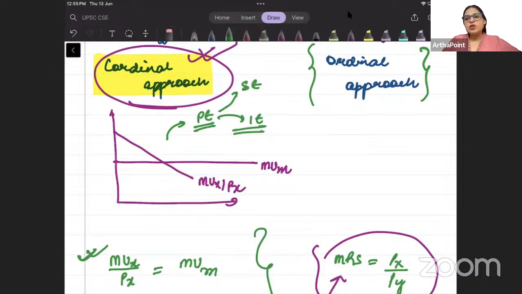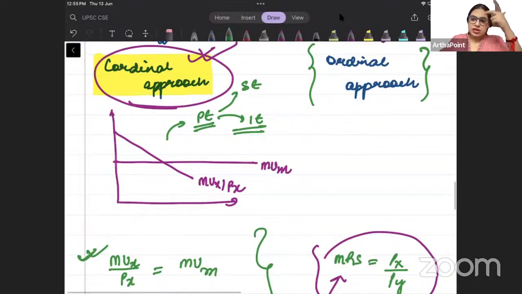And there, I had told you that we will talk about the substitution and income effect in detail later on. Just for now, just remember that it does not talk about all these things. It does not talk about substitution effect, income effect, etc.